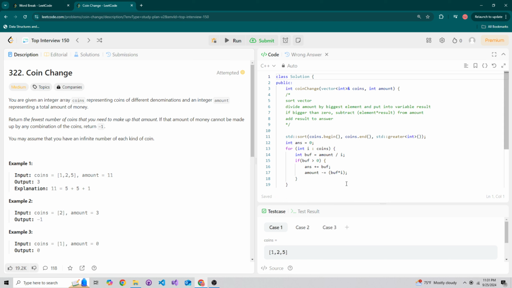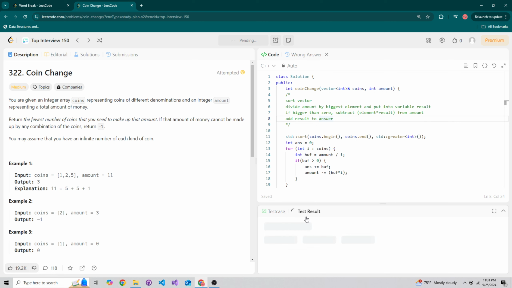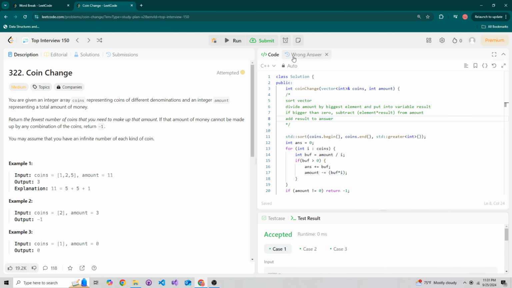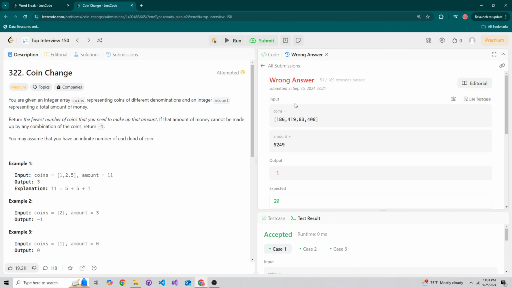Same thing with coin change. I tried doing this because I've heard of this problem, right? I don't know how to do it, but I was like, oh, let me try. So I ran it, and my solution worked, and I was happy. And then I went to submit it, and obviously it was wrong. Again, the problem is being greedy, right?